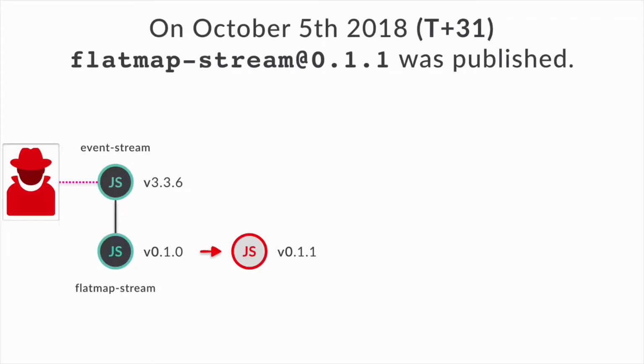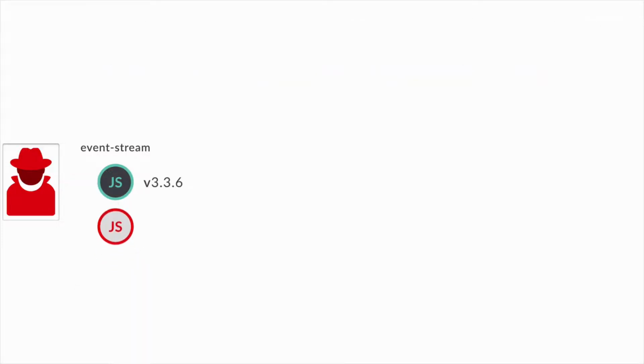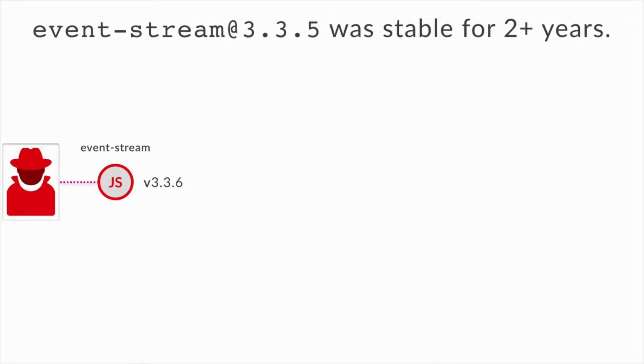So on October 5th, 2018, this is 31 days after ownership of EventStream has changed control, flatmap-stream 0.1.1 was released. This is a package that has malicious code in it. Now, because EventStream 3.3.6 had the caret in its dependency definition, it would automatically update to 0.1.1 because of that caret.